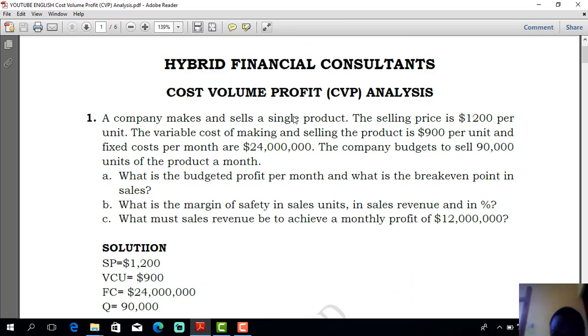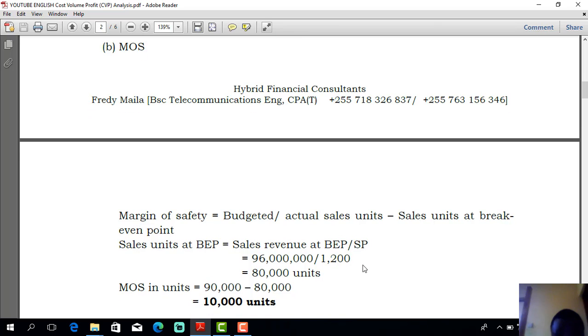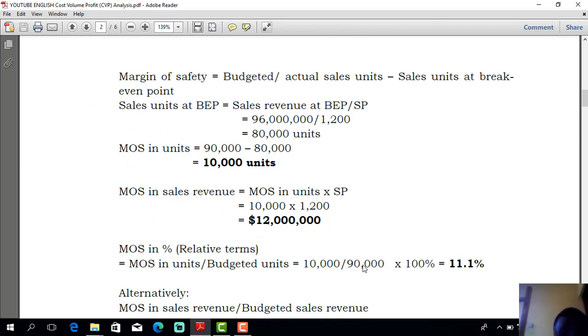So what is the difference? 90,000 minus 80,000. This was the budgeted units to be sold. You obtain 10,000. That goes to show that we can fall short by 10,000 units before incurring a loss. So margin of safety in units, 90,000 minus 80,000, and we end up with 10,000 units.